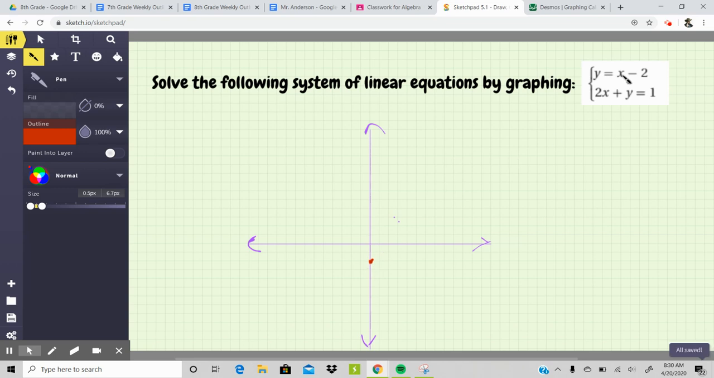And then my slope, remember the number in front of there is technically a 1. So my slope is 1, meaning my rise is 1 and my run is 1. So I'm just going to go up 1 and over 1, and continue that pattern. I'll use my line tool.